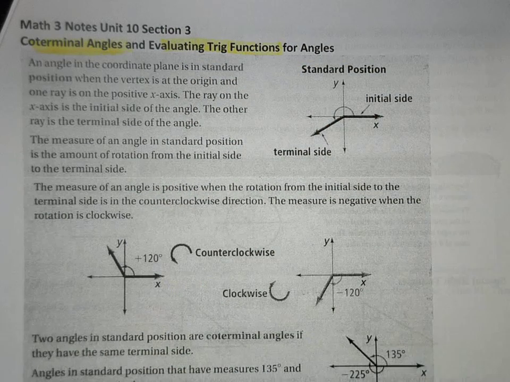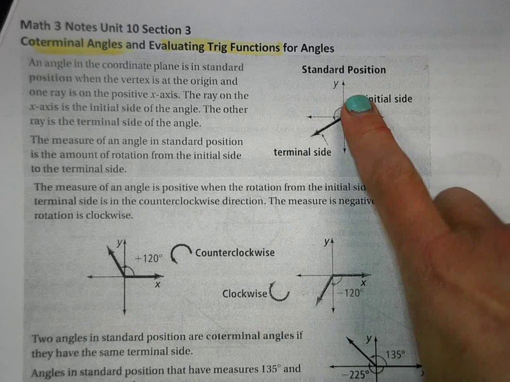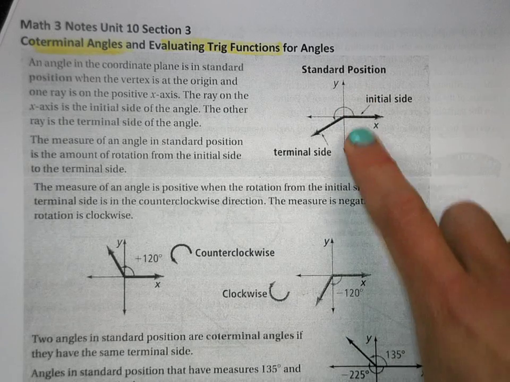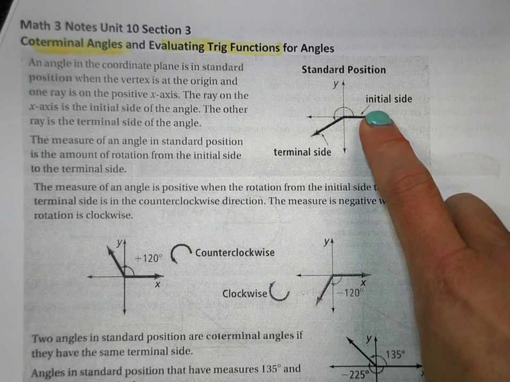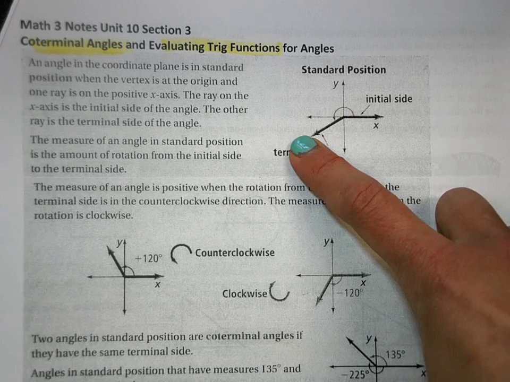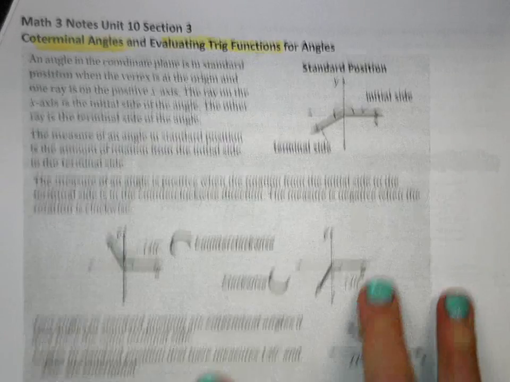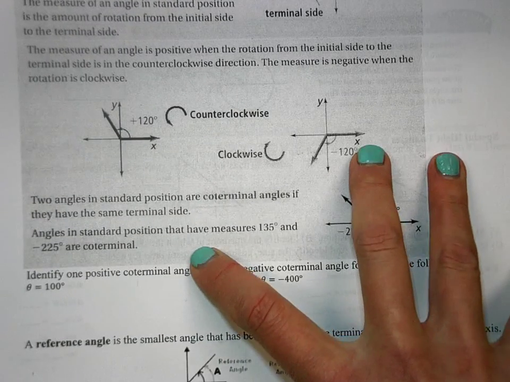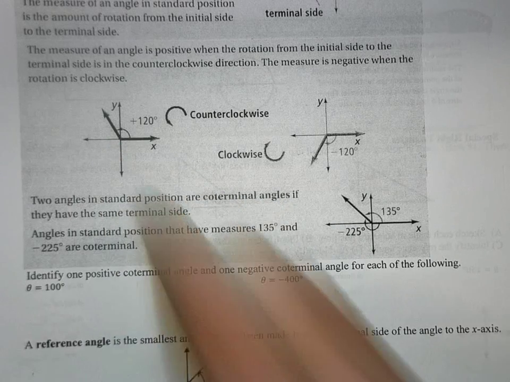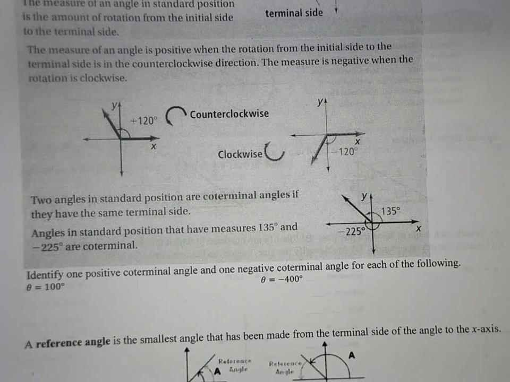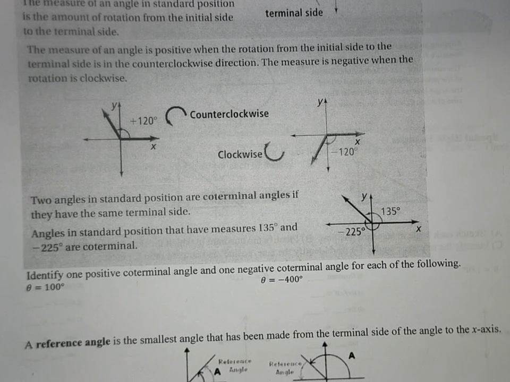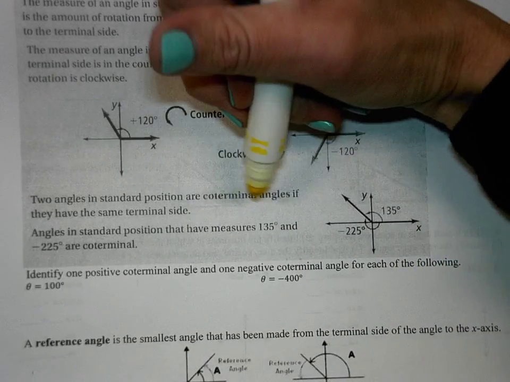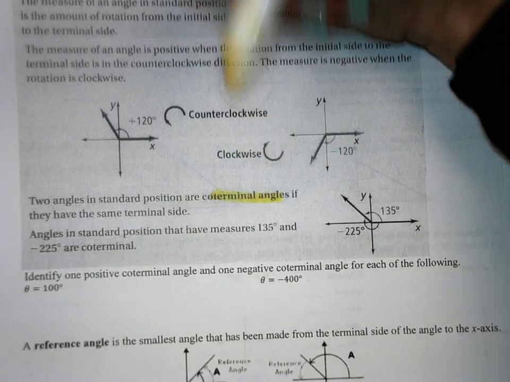Yesterday we already talked about most of this stuff. We talked about standard position: one side starts on the x-axis and the other one ends somewhere. We talked about positive and negative angles. Positive is when we're going up and around, which is counterclockwise, where negative is when we're going down and around, which is clockwise. The new one today is coterminal angles.